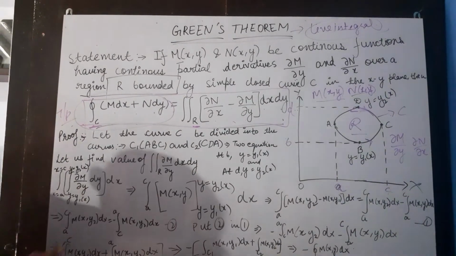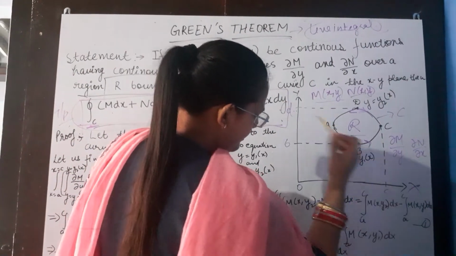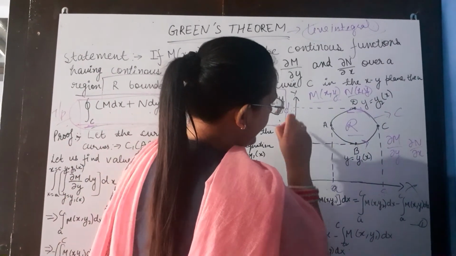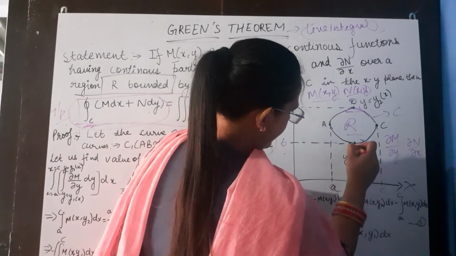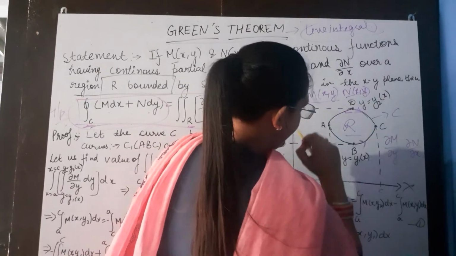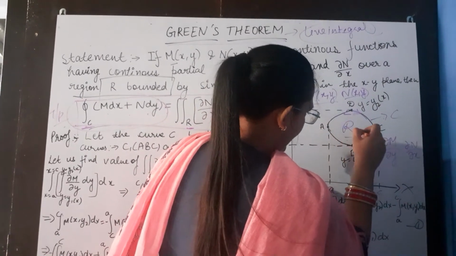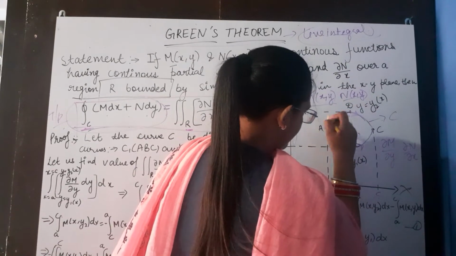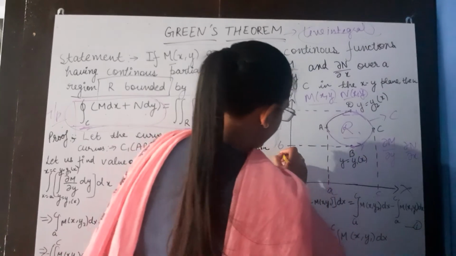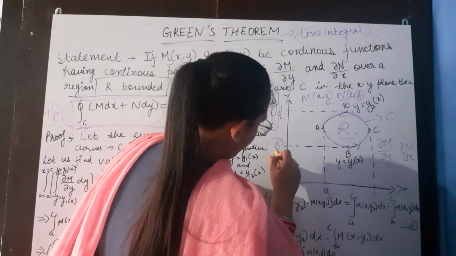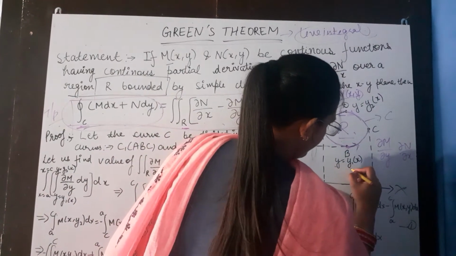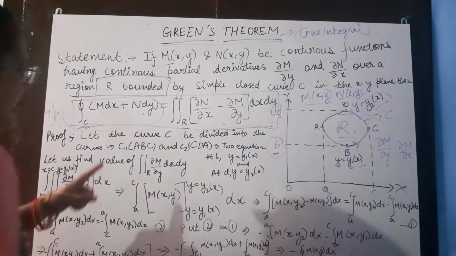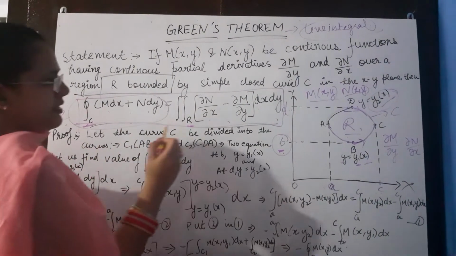Let us prove it. First of all, this is the xy plane and we have two points on the x-axis, A and C, and two points on the y-axis, B and D. When we join these points, we get the curve C, A, B, C, D. This is the region R closed by this curve C. At B we have y equals y1(x), and at D we have y equals y2(x).